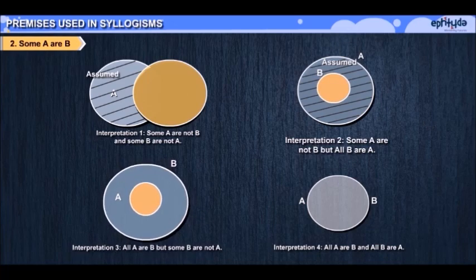In interpretation 3, all A are B but some B are not A. Here it is assumed that the other half is also B. In interpretation 4, all A are B and all B are A. Here also it is assumed that the other half is also B. Let me explain with an example.